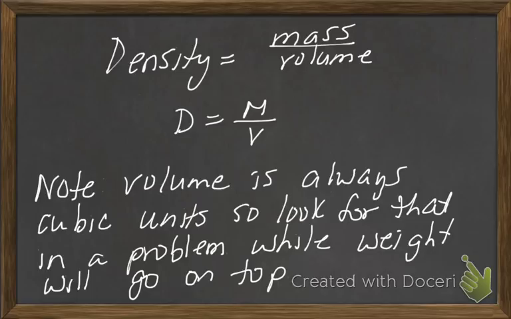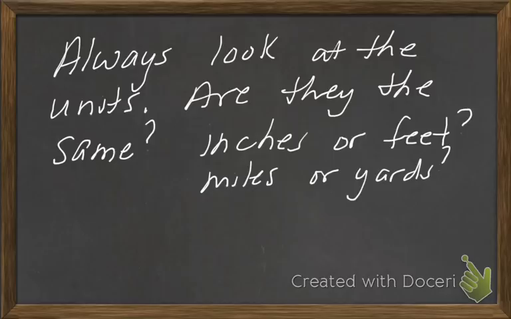Okay, and just a couple of things. Volume always goes on the bottom, and the way you can recognize volume in a problem is it will have cubic units. So it might say inches cubed, and that's how you know that's the volume. And anything that has to do with weight would always go on the top as the mass. Okay. And one little word of caution, they always try to trick you by mixing in inches and feet or miles and yards or something like that, so always be really careful about the units.